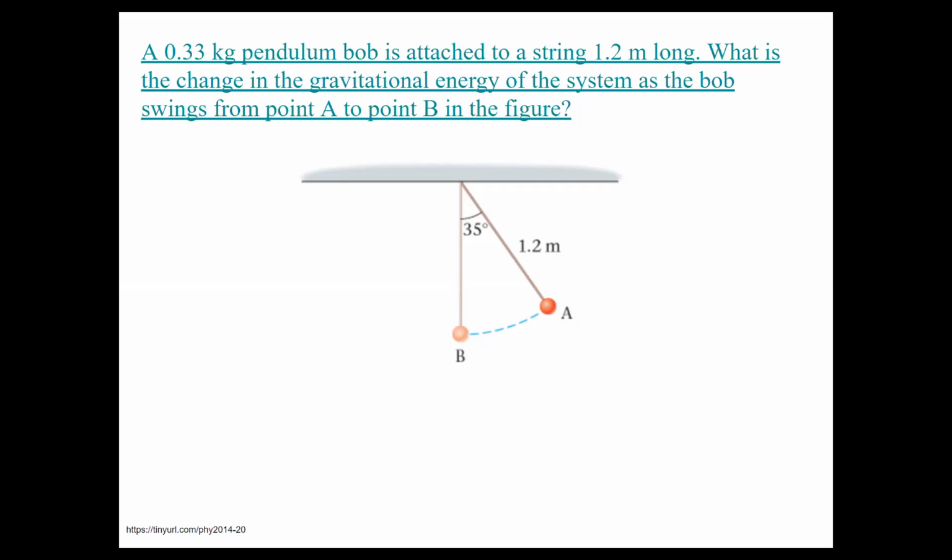You'll have to pick a point where you set your gravitational potential energy to be 0. That's your y0. Then you are looking for mgy final minus mgy initial, because gravitational potential energy is mgy.